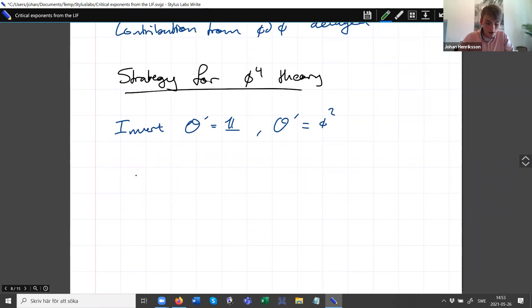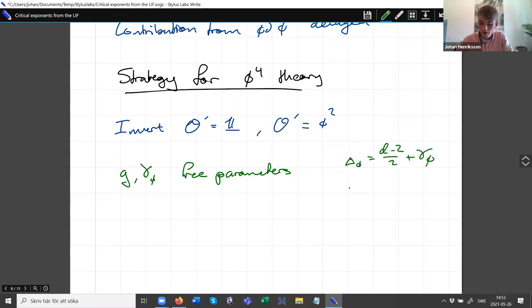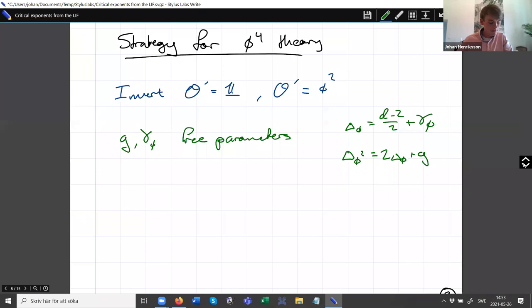And we're going to now take G and gamma phi as free parameters. And we hope that we can fix them later. So recall delta phi is (d minus 2) over 2 plus gamma phi. Delta phi square is 2 delta phi plus g by our definitions.